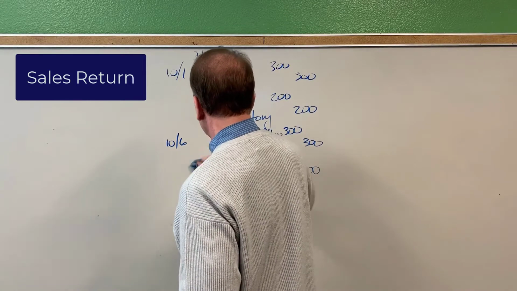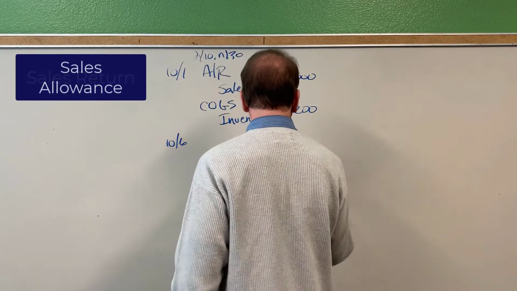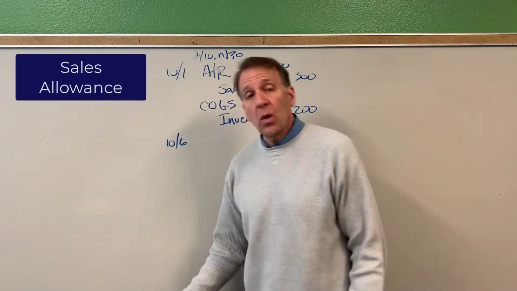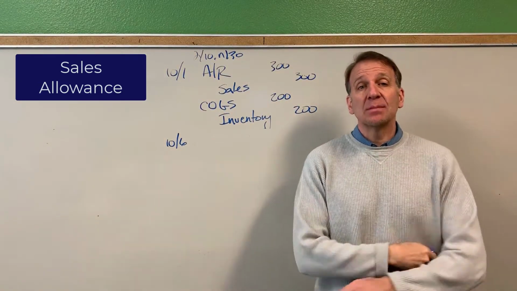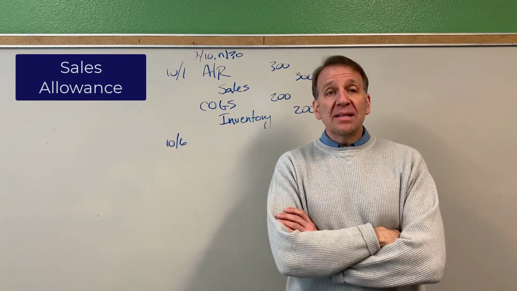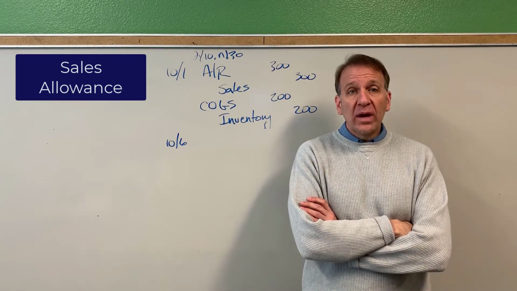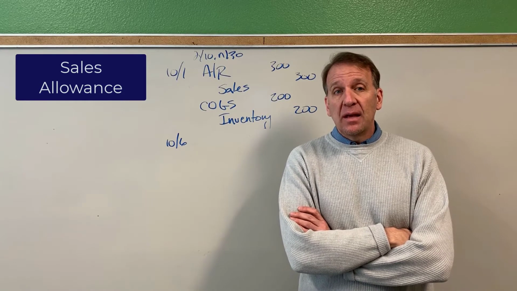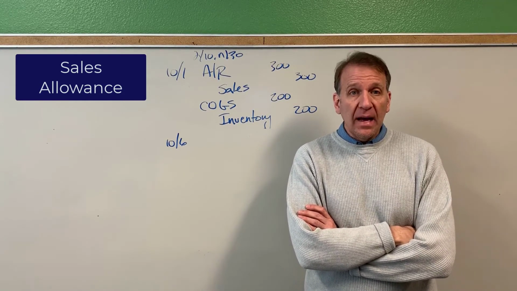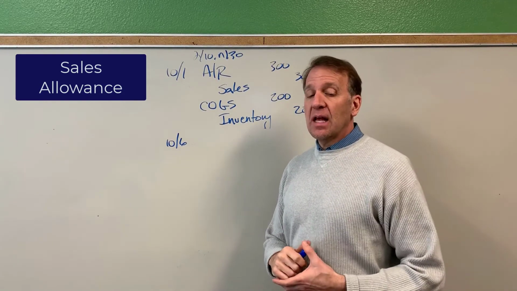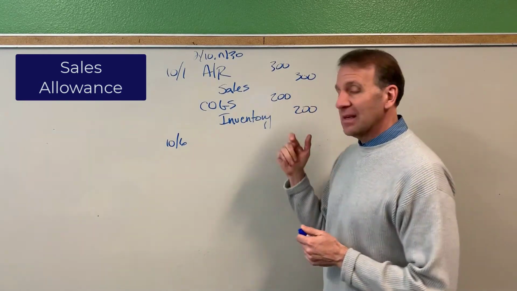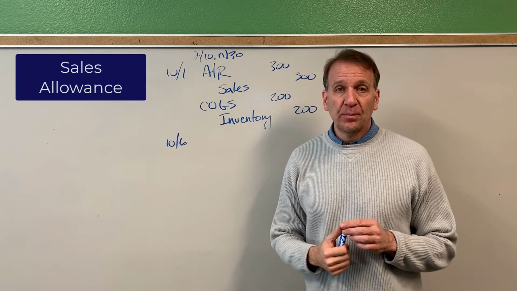This was a return. Let's take a look at an allowance. An allowance means that this customer possibly wanted to return some of these items that they purchased, but instead, the seller agreed to a reduction in price, and the buyer agreed to that. So let's say that the seller agreed to reduce the sales price by $40.